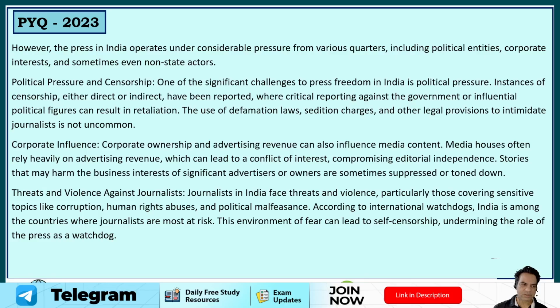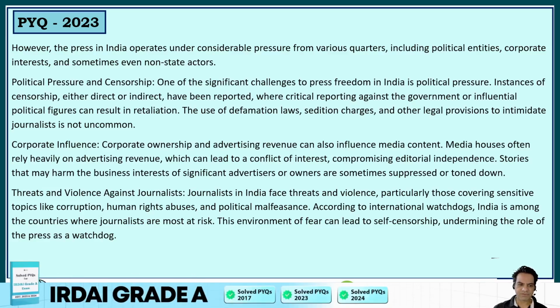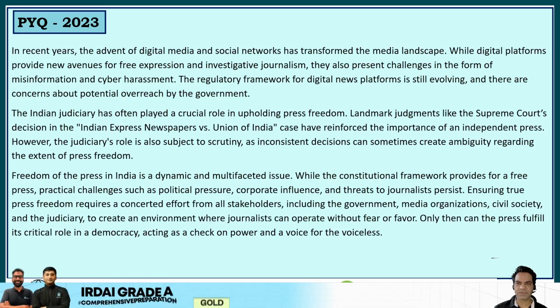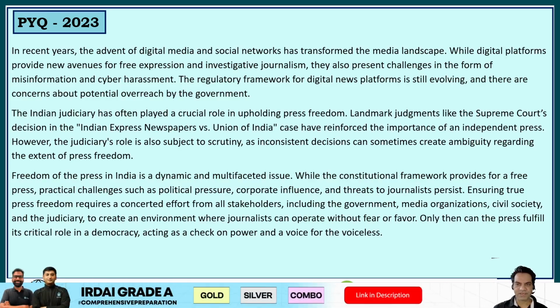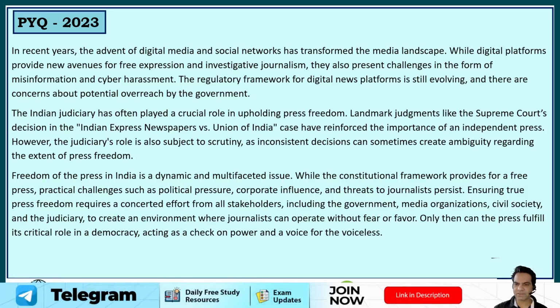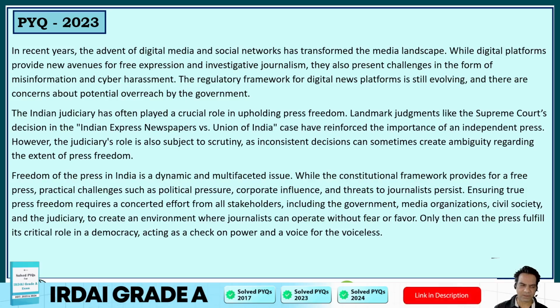However, the press in India operates under considerable pressure from various quarters, including political, corporate, and sometimes even non-state actors as well. So political pressure and censorship should be dealt with. Corporate influence should not be there. Then threats of violence against journalists should be curbed. In recent years, the advent of digital media and social media has transformed the media landscape. That's true. While digital platforms provide new avenues for free expression and investigative journalism, they also represent challenges like misinformation and cyber harassment, fake news, fake peddling, and all that.